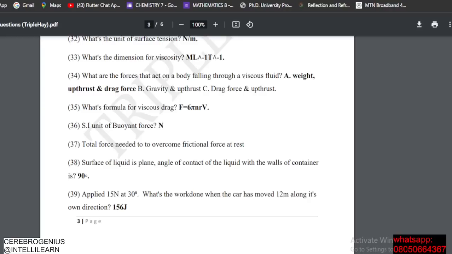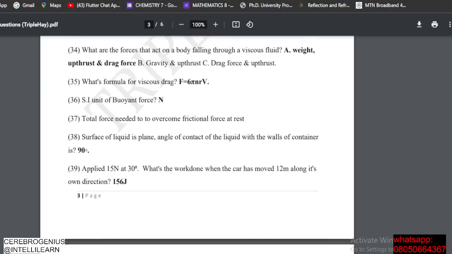So what's the formula for drag force? The formula for drag force is 6 pi coefficient of viscosity multiplied by the radius multiplied by the terminal velocity. So this v is the terminal velocity. So you can't use it until the body has attained terminal velocity. That's when you can use this formula. So the SI unit of buoyant force, it is still a force, so it is Newton.